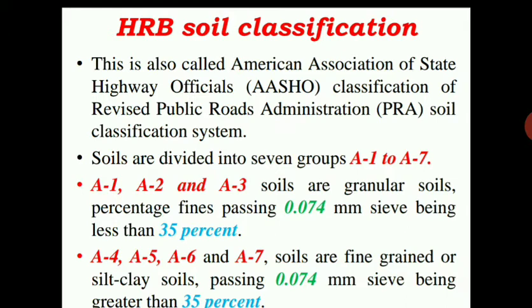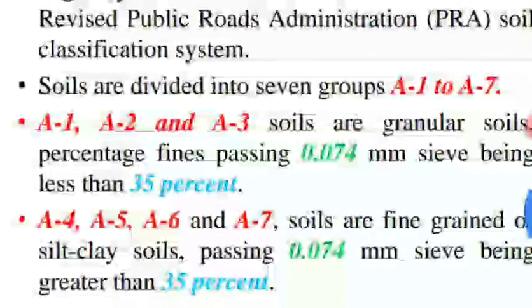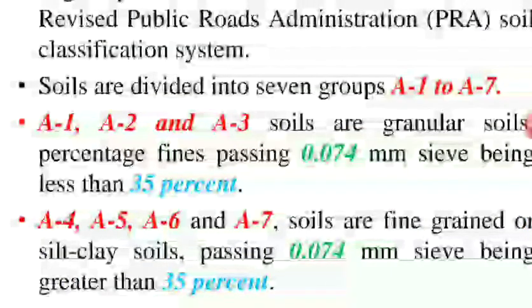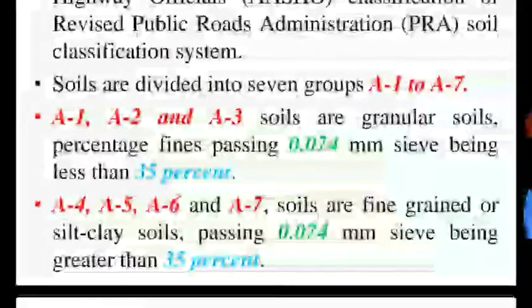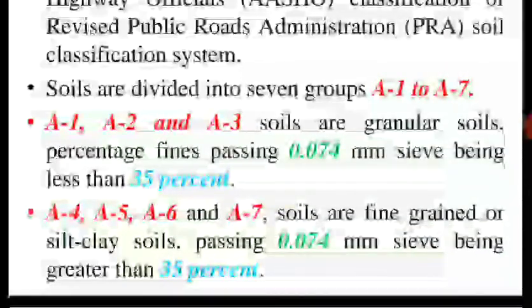and the number of classification tests was decreased from 6 to 3. So now they conduct only 3 tests instead of 6. This enables classification of these soils by 3 simple laboratory tests, that is, the sieve analysis of soil, the liquid limit, as well as the plastic limit. Here these soils are divided into 7 groups, that is A1 to A7: A1, A2, A3, A4, A5, A6, and A7.